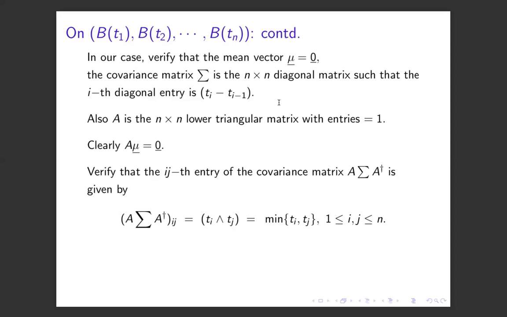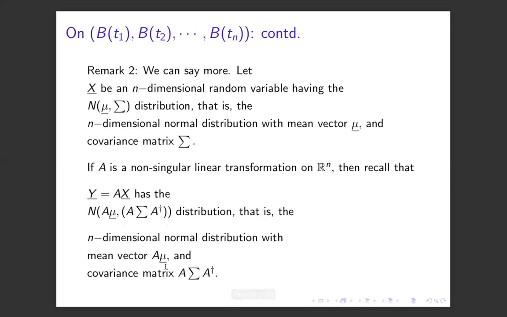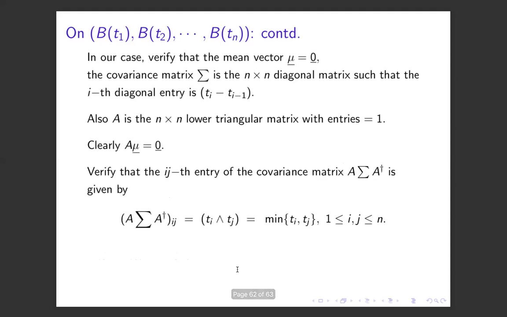So I leave it as an exercise for you to check this, which means we have to find its ijth entry. The ijth entry of this n cross n matrix A sigma A transpose is precisely the minimum of Ti and Tj.